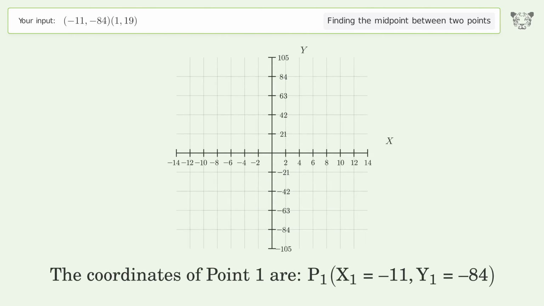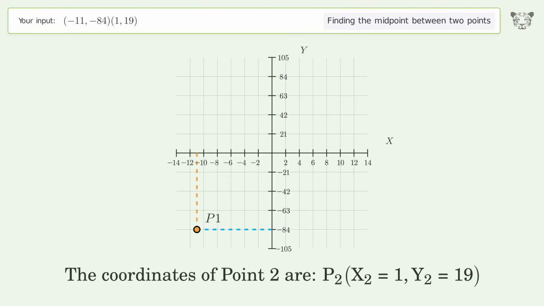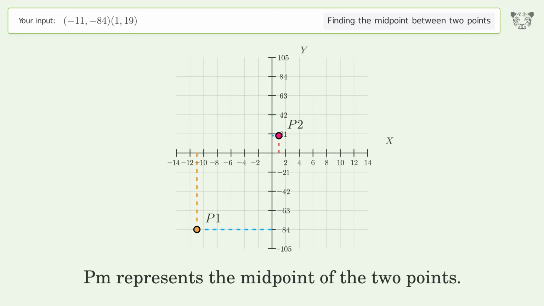The coordinates of point 1 are, x1 equals -11, y1 equals -84. The coordinates of point 2 are, x2 equals 1, y2 equals 19. PM represents the midpoint of the 2 points.